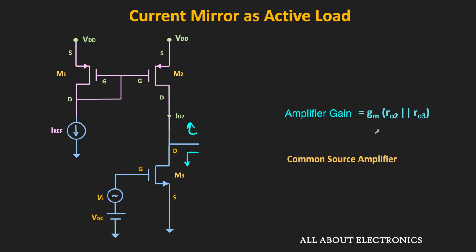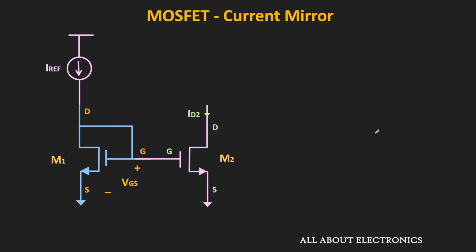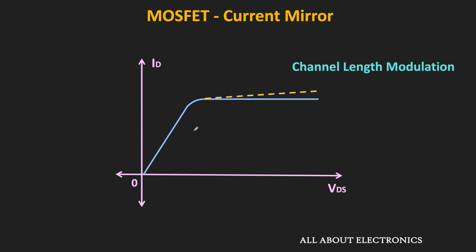The second issue is, due to the channel length modulation effect, this copied current ID2 is not the exact replica of this reference current. So if there is no channel length modulation effect, then as far as this MOSFET M2 remains in the saturation, then this copied current follows the reference current. And even if there is a change in the drain to source voltage, then also this drain current ID2 should remain constant. But due to the channel length modulation effect, as the drain to source voltage increases, then the drain current also slightly increases.